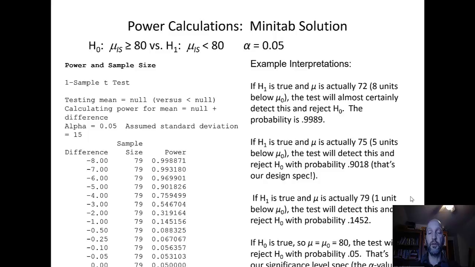If the true value is actually 80, we went ahead and calculated the power, and you see that power is just 0.05, and it turns out that's exactly the same as the alpha level.